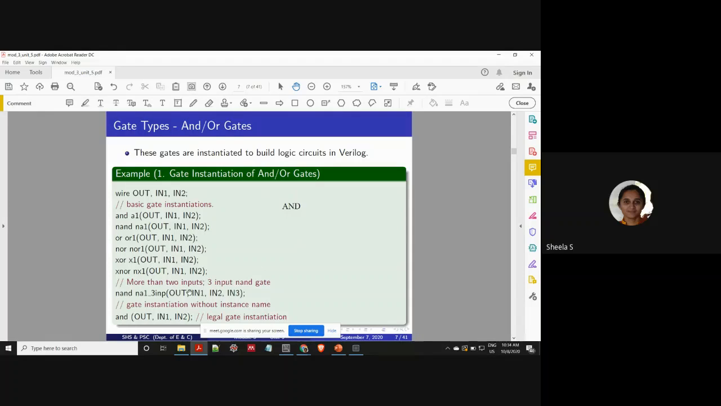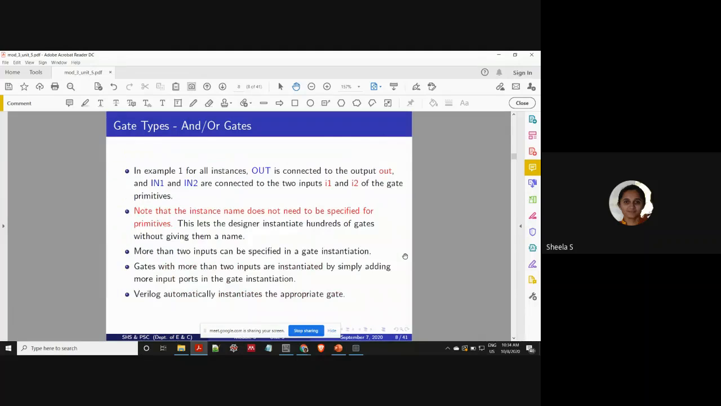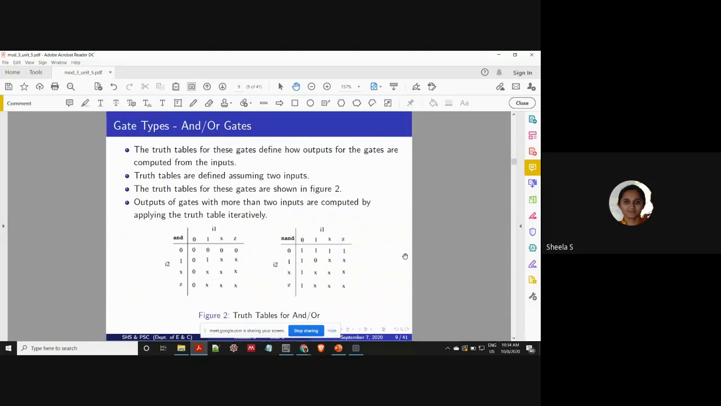Simply depending upon the port list, it is going to decide whether it has to consider a 3 input NAND or a 2 input NAND. Okay, like this it is there in the Verilog primitive gate combination. And the next thing we have to consider is how these gates are going to behave.